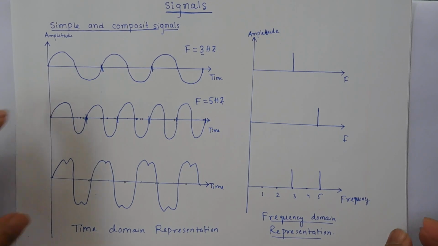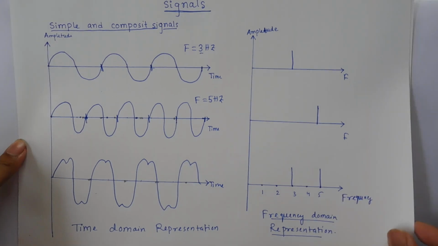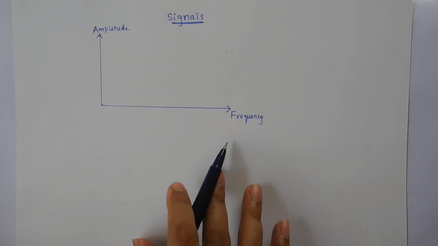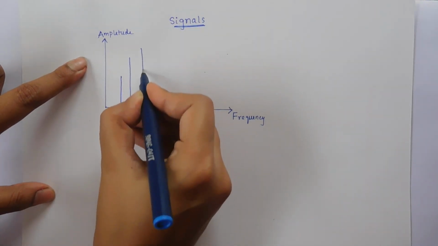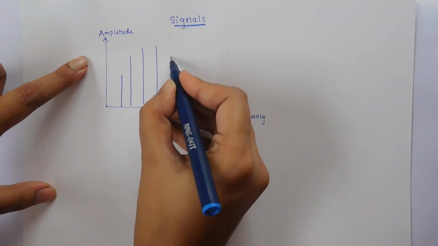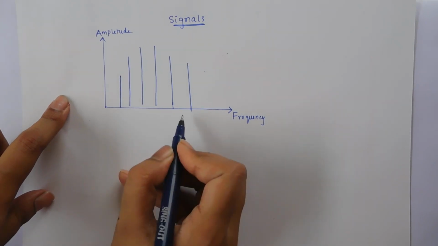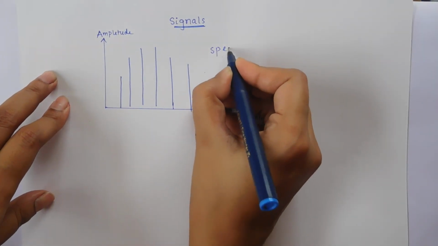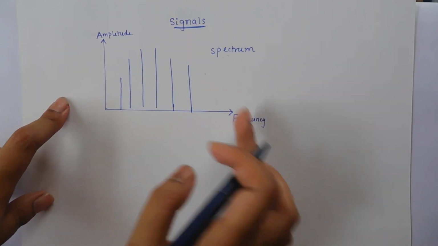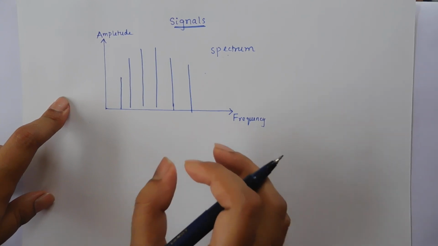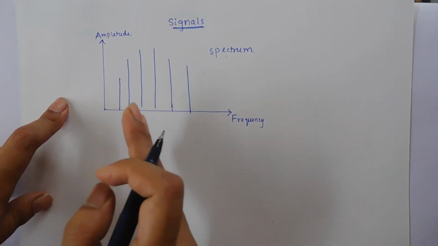Now, suppose a composite signal contains a collection of frequencies. Let's see. A signal contains a collection of frequencies. Okay, this is called a spectrum. That means a set of frequencies that makes a signal. That means a composite signal, obviously, which has these frequencies.